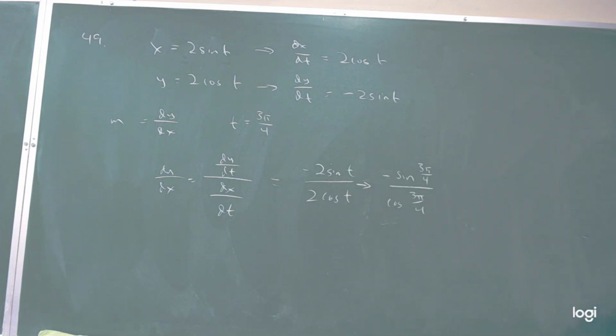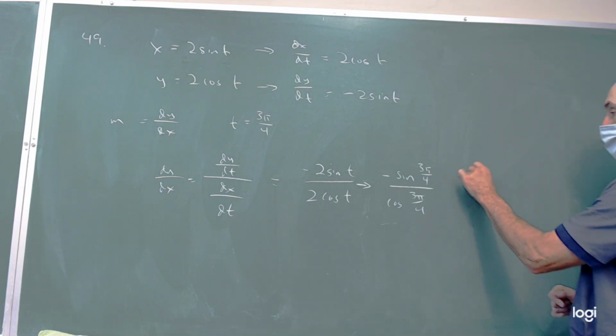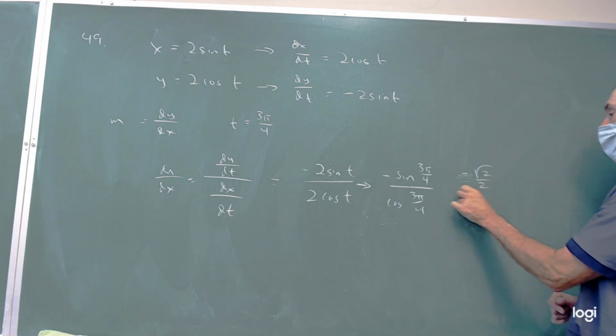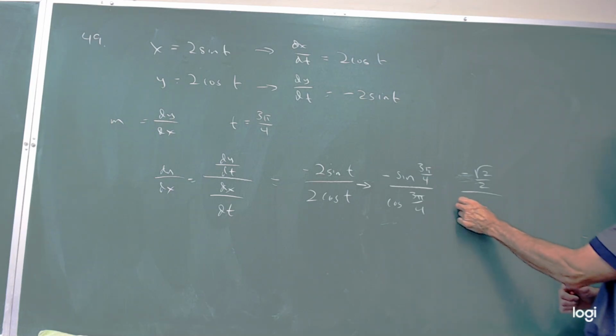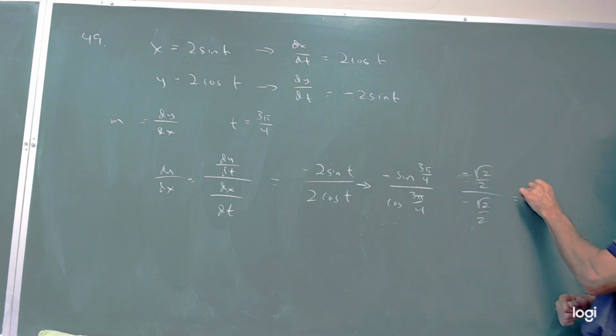So we don't want to say two things are equal unless they're always equal. Sine of 3 pi over 4 is a square root of 2 over 2, and because of that negative, we'll call it negative square root of 2 over 2, and cosine 3 pi over 4 is a negative square root of 2 over 2. So it looks like the slope is going to be 1.